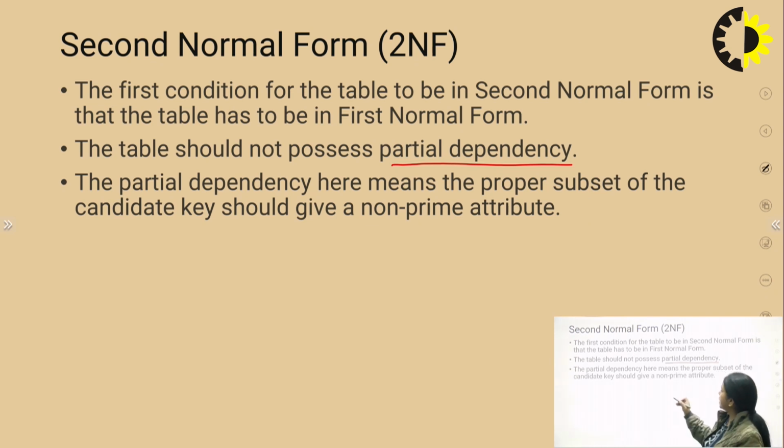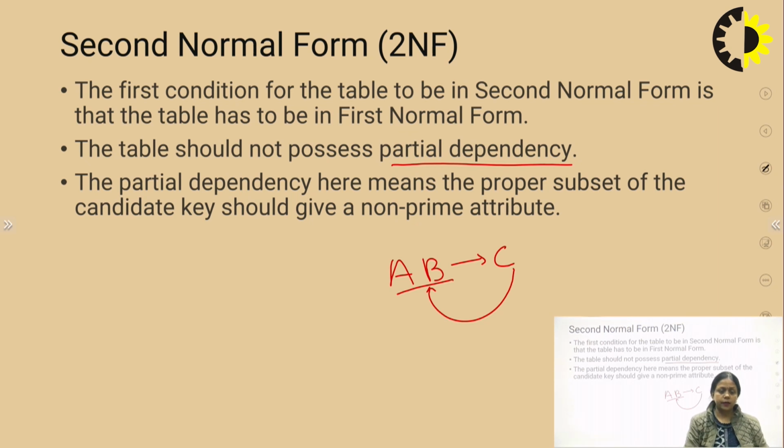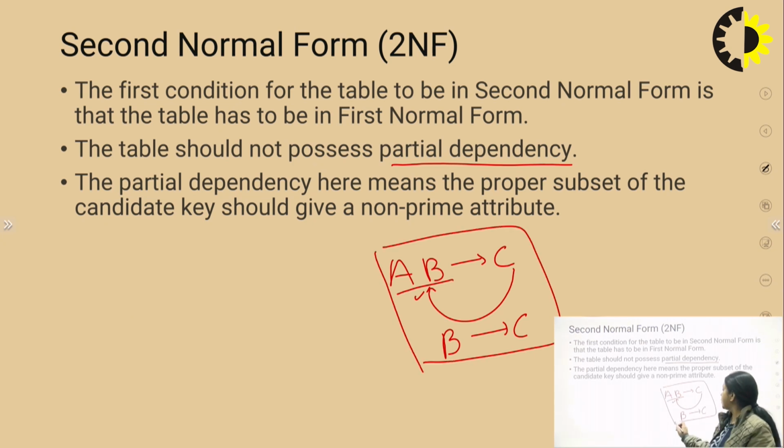To understand partial dependency, for example, we have a candidate key AB in a relation, and this is the functional dependency: AB determines C. What does it mean? C is totally dependent on AB, where AB is a candidate key. But if there is another dependency where C is dependent on B, what does it mean? B is a subset of the candidate key, and now C is also dependent on B. Now there is a partial dependency. It is known as a partial dependency, which should not be in the second normal form.